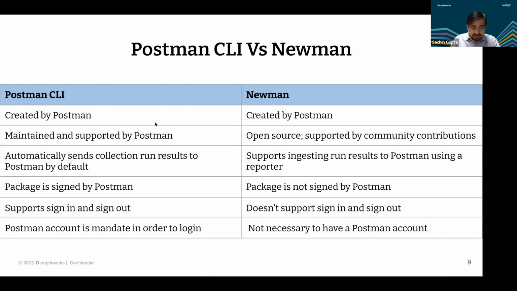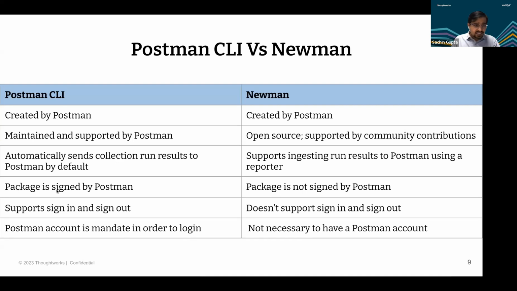Both are created by Postman. Postman CLI is maintained and supported by Postman, and Newman is open source, supported by the community. When you execute from Postman CLI, it automatically sends the collection run result to the Postman server by default. Newman won't send it; it reports through an HTML report, which logs how many tasks you executed.